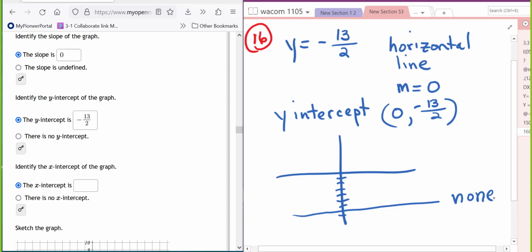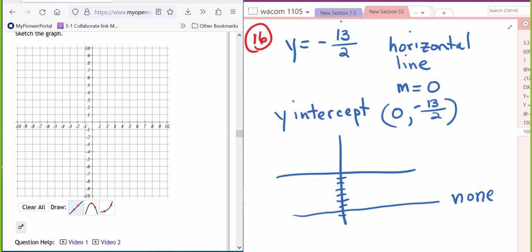Definition of x-intercept is the y has to be 0. Well, this says y can never be 0. It's always this value. So you could also go that thought process and you can say it does not exist. So there is not an x-intercept. We are actually parallel to that. I'm going to try to draw this one.